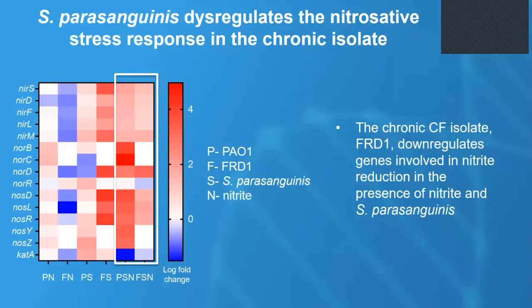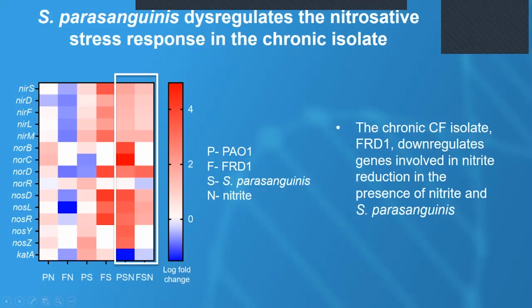And so we wanted to know exactly how the addition of Strep parasanguinus and nitrite was impacting the transcriptome of both the PA1 and the Furta1 Pseudomonas isolates. And the take-home message, and these are genes that are involved in reactive nitrogen stress or reducing nitrate to nitrite, so these are denitrification genes. What we saw is that when you expose PA1 and Furta1 to parasanguinus and nitrite, these two isolates respond very differently.